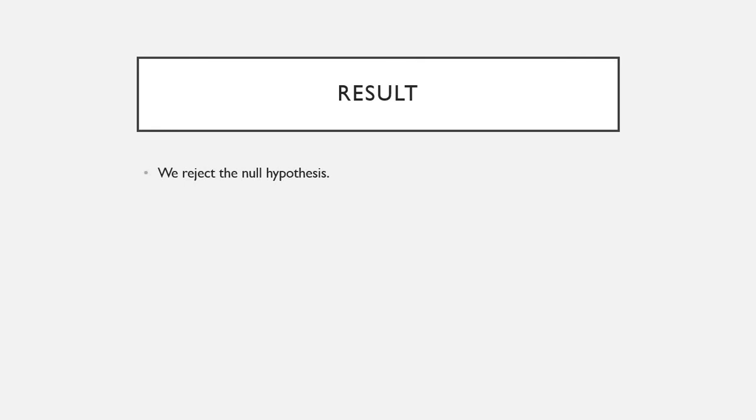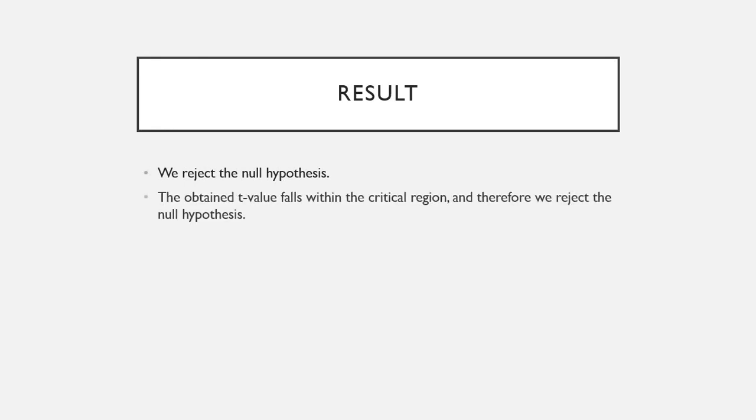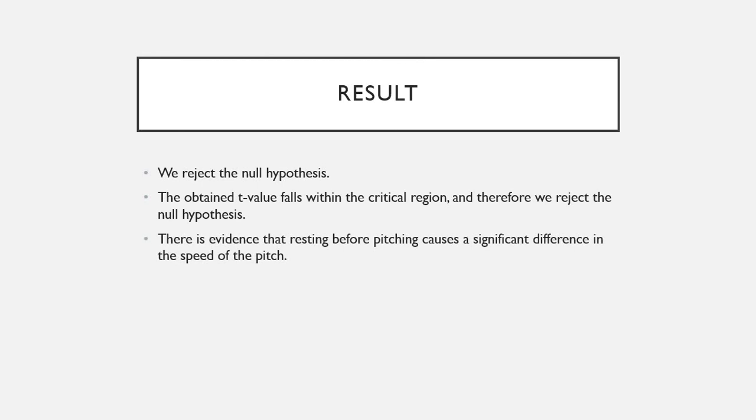So for our result, we reject the null hypothesis. The obtained t-value falls in the extremes of the critical region, so therefore we reject the null hypothesis. There is evidence that resting before pitching causes a significant difference in the speed of the pitch. So that has been how to do a related samples t-test.